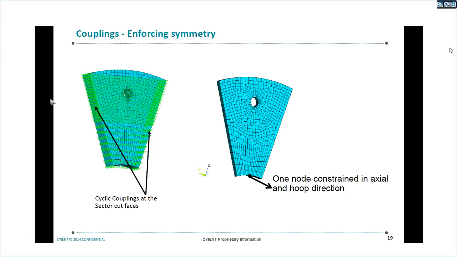Okay. This is how we can enforce cyclic symmetry. What it says is the deflection and the deformation at this node in 3 directions should be the same as here. That will enforce the cyclic symmetry. And apart from that, we need to arrest one node at the center in axial to avoid any rigid body motion.